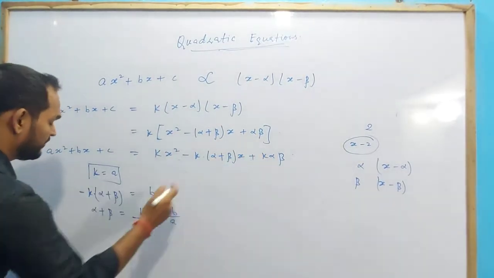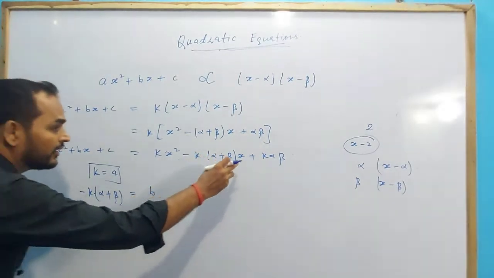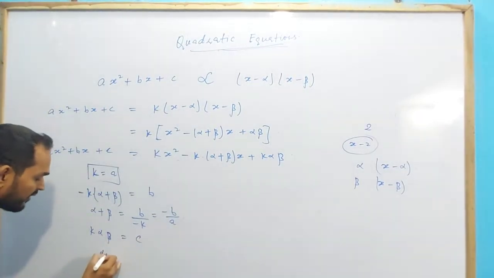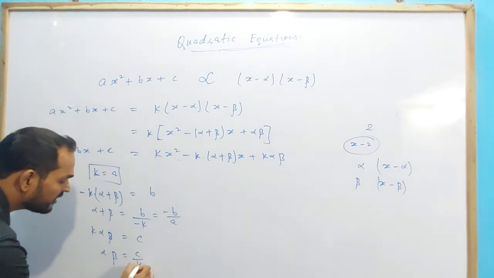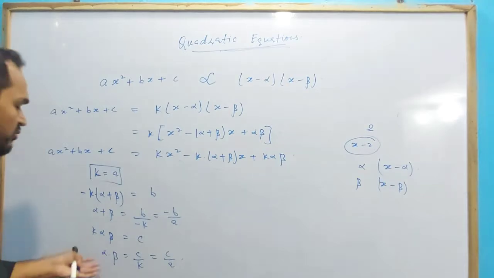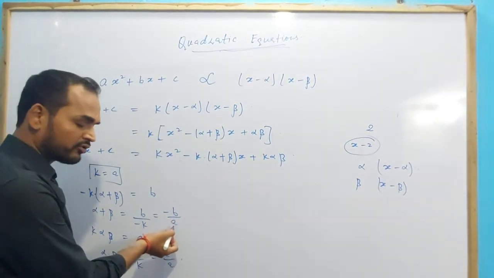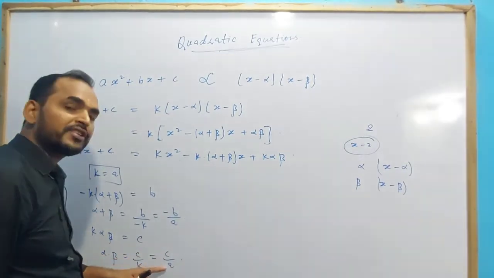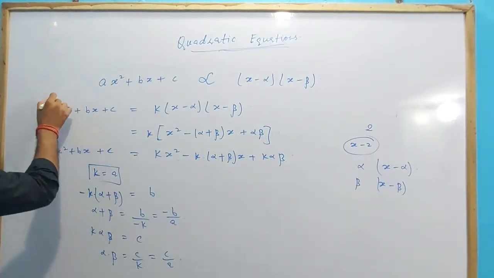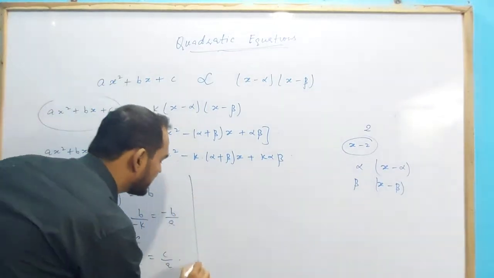Now the third term, k alpha beta, is the constant term here, and here the constant term is c. We will equate it to c, and then alpha beta will be c by k, which will be c by a. Okay, you can see the sum of roots is minus coefficient of x upon coefficient of x square, and the product is the constant term upon coefficient of x square.